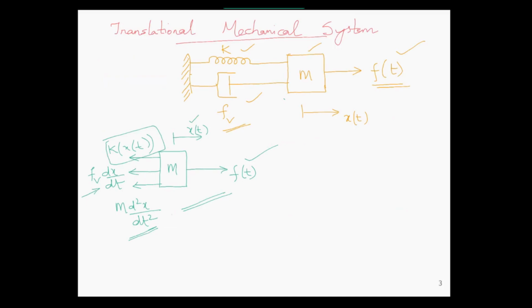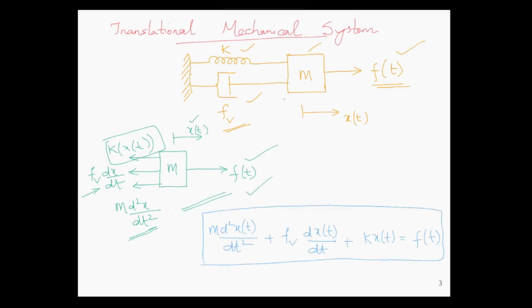You can notice the arrow mark here. F of t is towards the right, towards the application of the force, and all the three forces kx of t, Fv dx by dt, and m d square x by dt square are towards the left, which opposes the applied force.